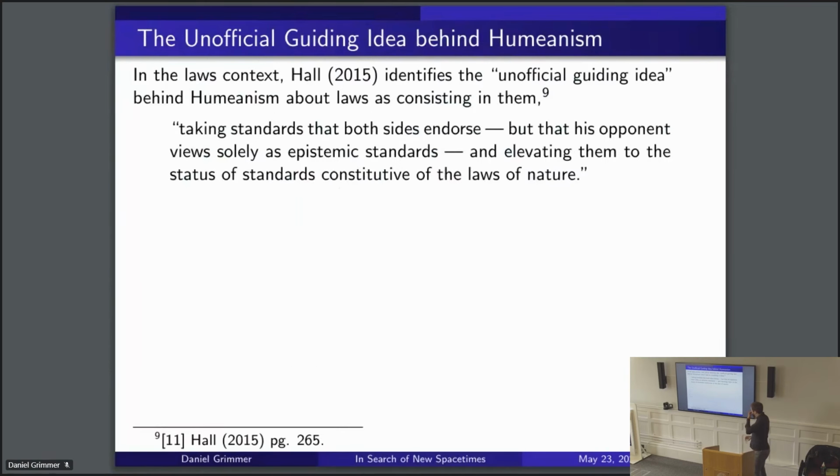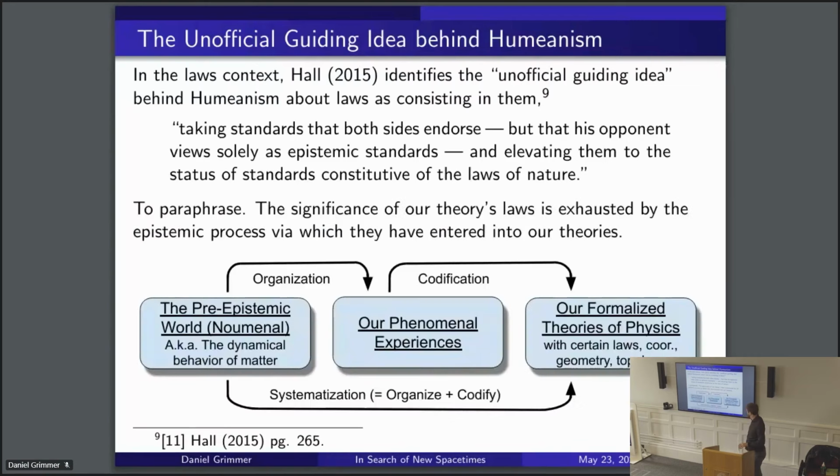So in the laws context, Ned Hall has identified that the unofficial guiding idea behind Humeanism about laws consists in them taking standards that both sides endorse, but that their opponent views solely as epistemic standards, and elevating them to the status constitutive of laws of nature. To paraphrase that into what I am saying here, we have laws of nature here in our formalized theories of physics, but where do they get their nomological significance from? What makes them law-like? Is it because they've earned their weight here in the pre-epistemic world by having some governing counterpart that's out there doing law-like work? Or is it because of the epistemic process, the epistemic standards that bring them into our theories? Does that kind of exhaust the nomological significance that they have?